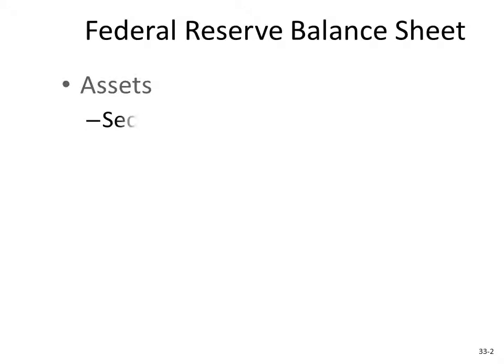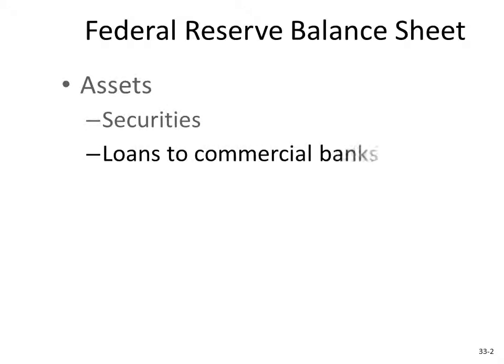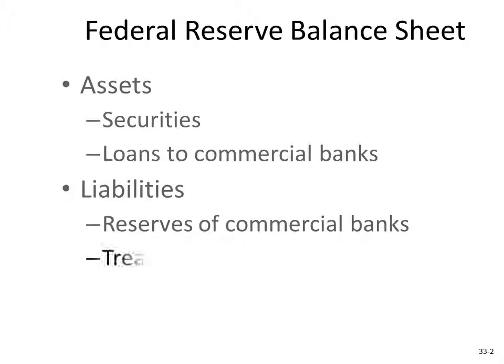Before we get into the tools of monetary policy, we have to look at the Fed's balance sheet. Again, the basic equation of accounting is that assets equal liabilities plus owner's equity. So what are the assets of the Federal Reserve? The assets of the Federal Reserve are securities, right? And so these are government bonds. When you hear that term securities, when we talk about the Fed buying and selling securities, that refers to the Federal Reserve buying and selling government bonds, right?